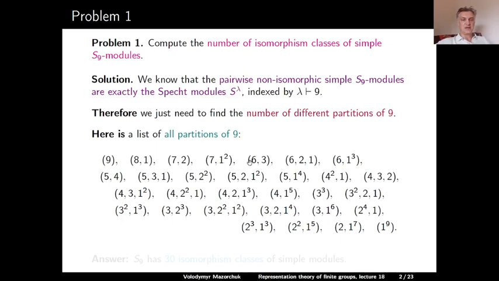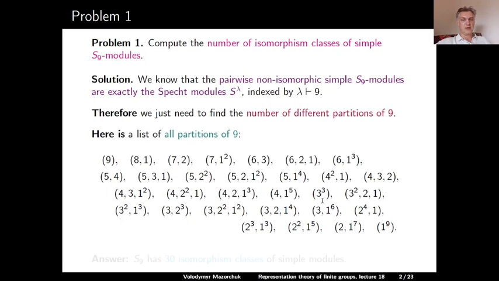Then if the maximal part is 6, we have 6, 3; 6, 2, 1; 6, 1, 1, 1. For the maximal part 5, we have 5, 4; 5, 3, 1; 5, 2, 2; 5, 2, 1, 1; and 5, 1, 1, 1, 1. For the maximal part 4, we have 4, 4, 1; 4, 3, 2; 4, 3, 1, 1; 4, 2, 2, 1; 4, 2, 1, 1, 1; and 4, 1, 1, 1, 1, 1.